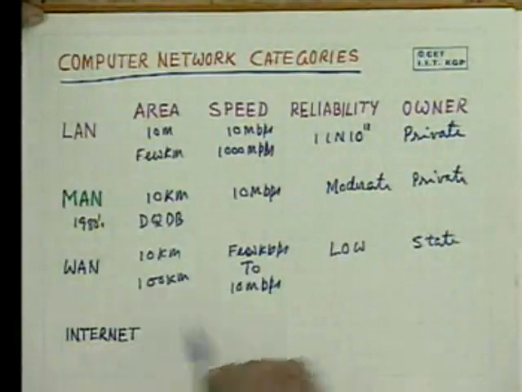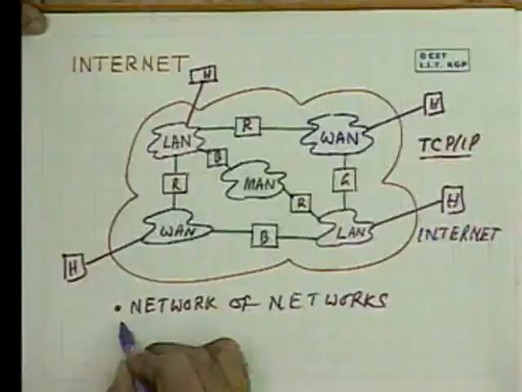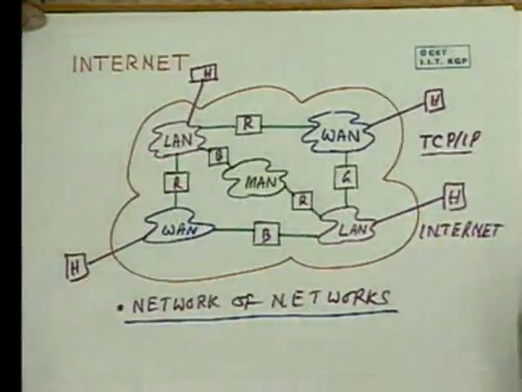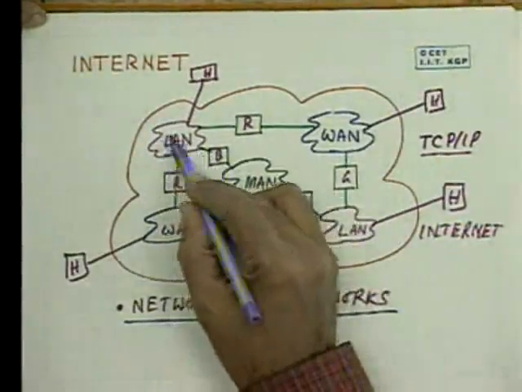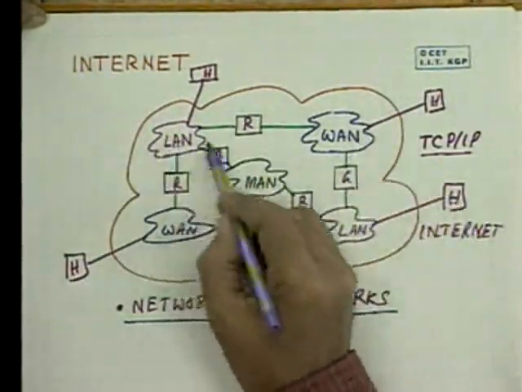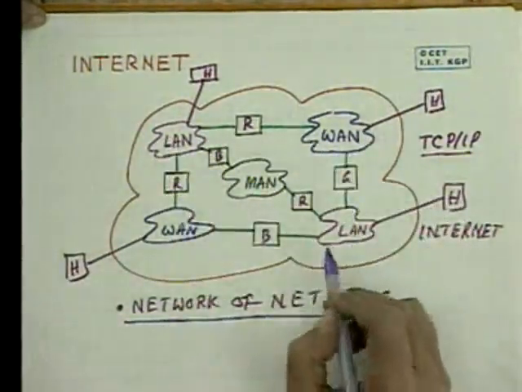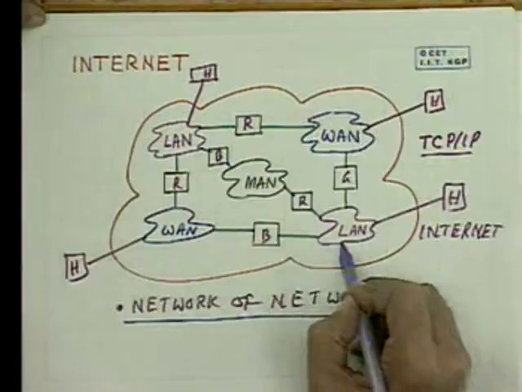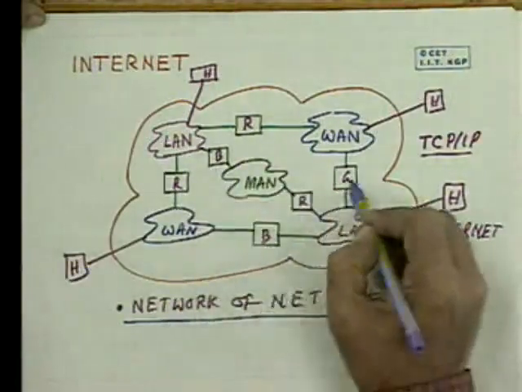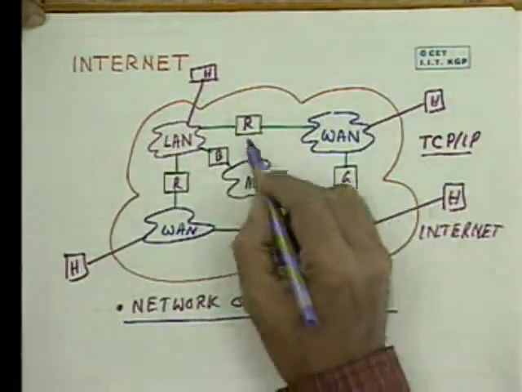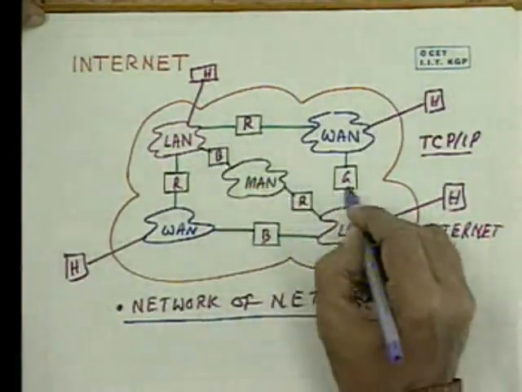This internet, which we are hearing nowadays quite often, is not really a new networking technology. Internet can be considered as a network of networks. Here you have got different types of networks like local area network and wide area network, which are connected by equipment like routers, bridges, and gateways.